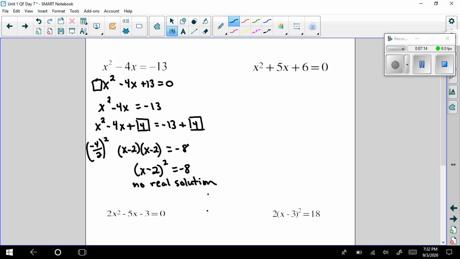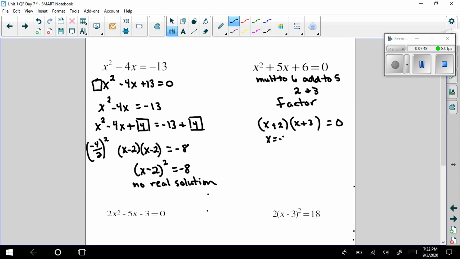All right, so quadratic, I have all three terms. So can I multiply to 6 and add to 5? The answer is yes. I can use 2 and 3. So I'm going to factor to solve. It's already equal to 0. So I have x plus 2 and x plus 3. Set each parenthesis equal to 0. You get x equals -2 and x equals -3.